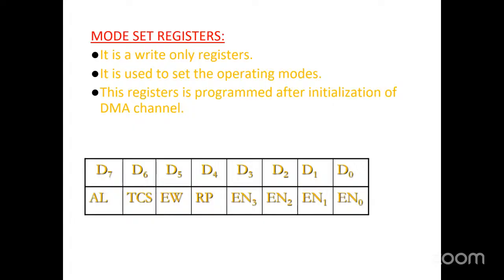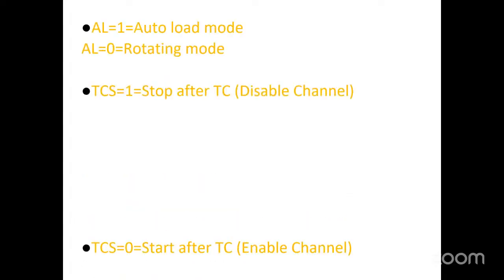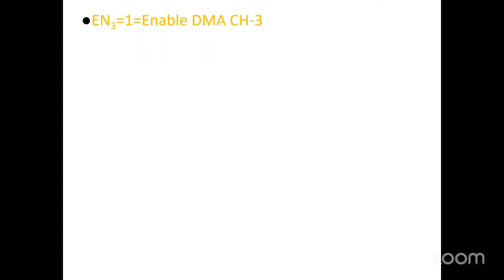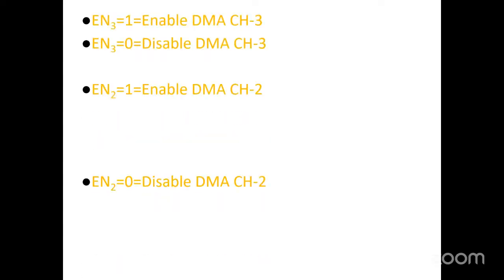And here, this is the rotate priority resolver. How are we giving the priority? RP equal to 1 is rotating priority. RP equal to 0 is fixed priority. Fixed అంటే, ఇంకా వేరే దానికి ఛాన్స్ ఉండదు, మొత్తం that will take the whole time. And the extended write operation, and auto load and auto reload. What is the register name? Mode set register.